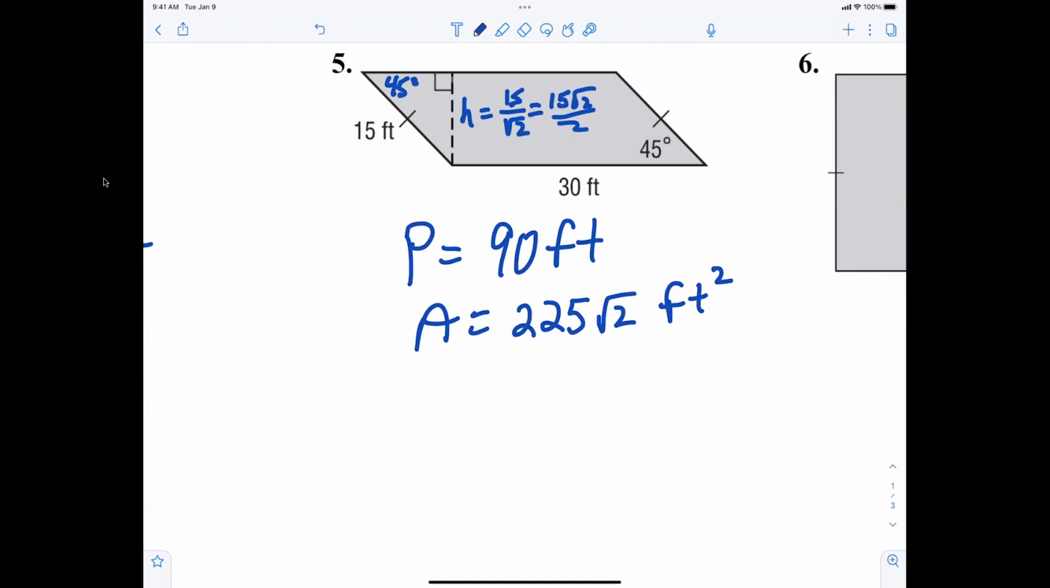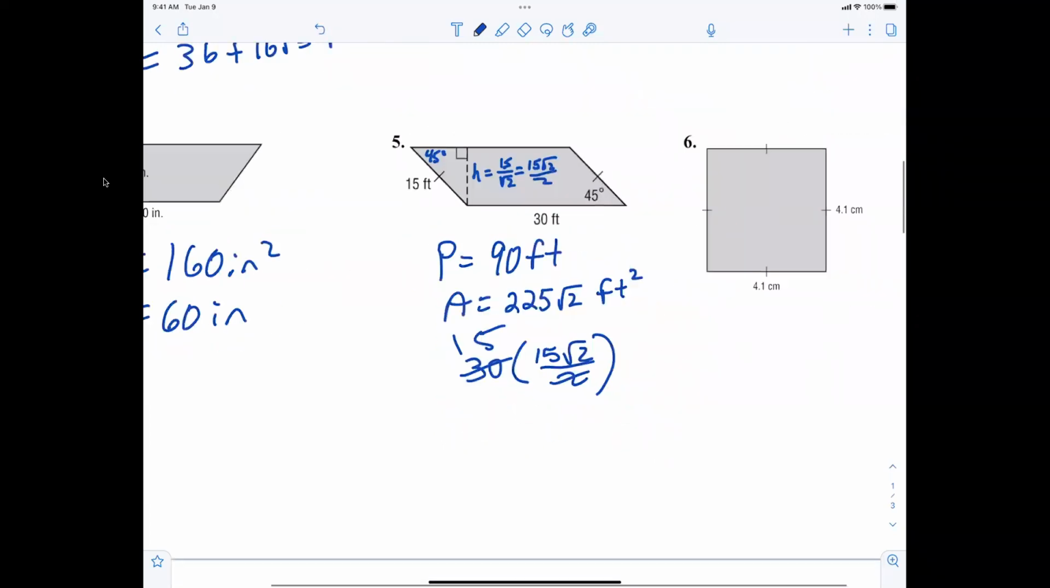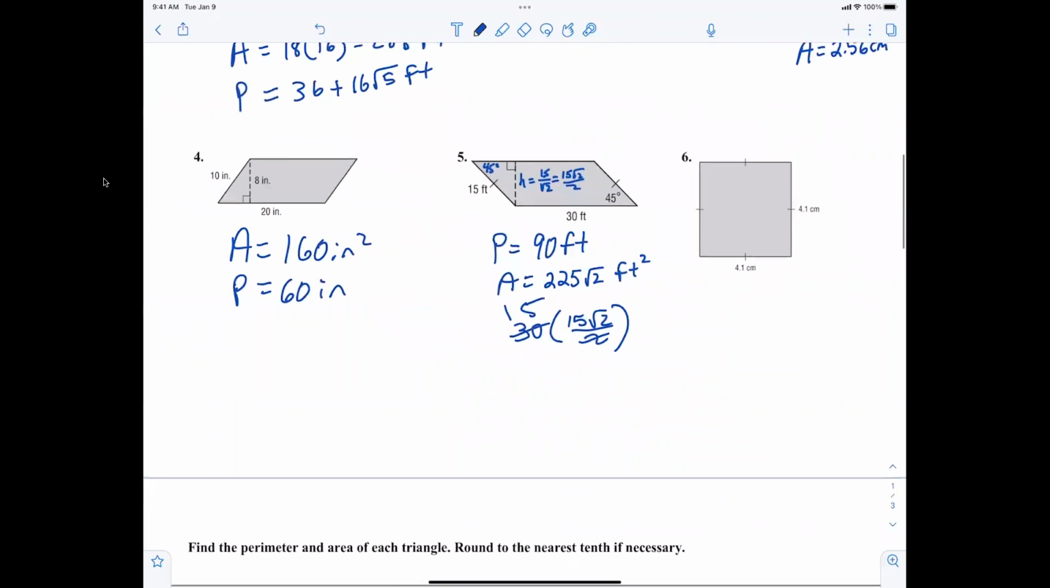I'm not sure if some of you are just pushing your pencil, writing down my answers. That was not helpful on the last test. Yes, sir. Why'd you divide by 2? Because the area is base times height, right? So it's 30 times 15 radical 2 over 2. You see what I'm saying, right? And I just did that: it's 15, and 15 times 15 is 225. All right, 6 is embarrassingly easy.